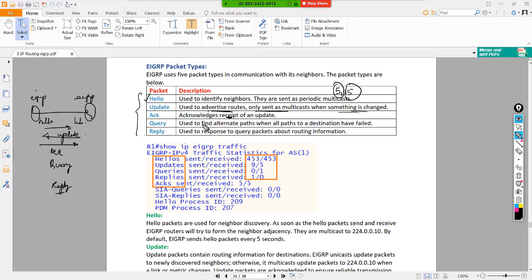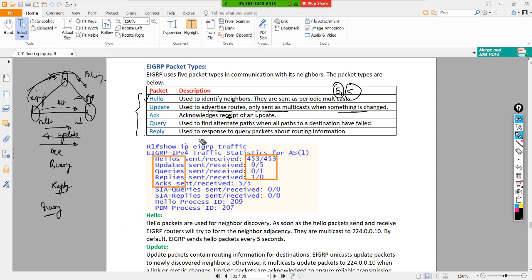Query is used to find the alternative path. Let's say you have this connectivity, and this was the primary path, and it goes down. Now you send a query packet to make sure whether this path is up or not, or to find which is the alternative path, because since this is down, you need to find the alternative path. To do that, you make use of the query packet.